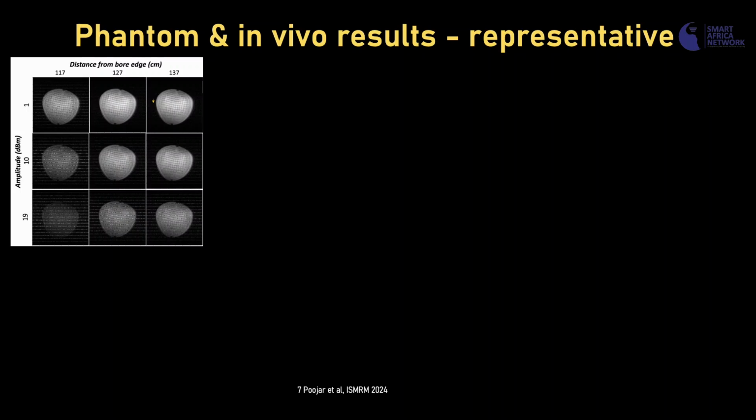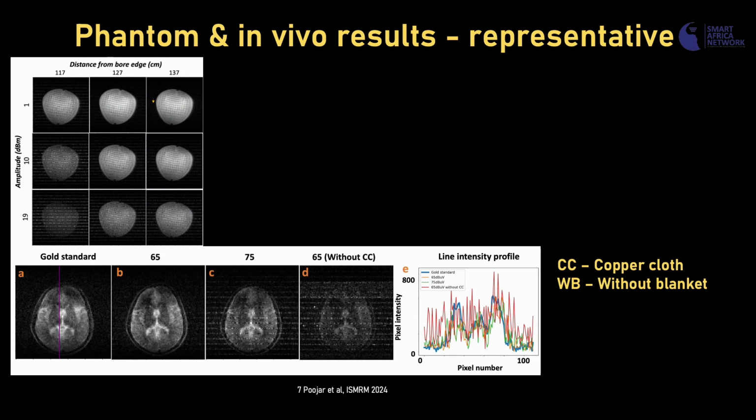As you can observe, with an increase in amplitude and a decrease in distance from the bore, you can see that the EMI significantly increases. It's also reflected in the in vivo data, especially without the use of the copper cloth, which served as a conductive blanket so that we would block the EMI. You can see the dip in SNR significantly.